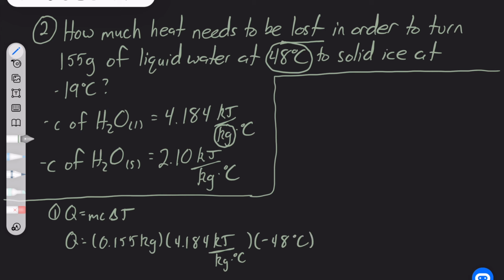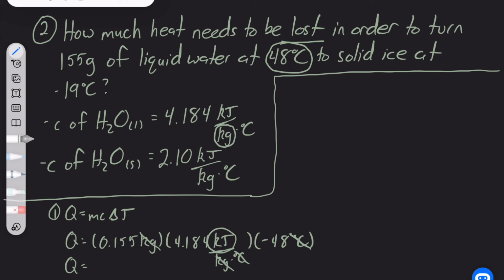Okay, and again, quick talk about our units. Kilograms is canceled out. Degrees Celsius is also canceled out. So what we're left with as our Q value for step 1 is going to be kilojoules. So let's go ahead and calculate that. We have 0.155 multiplied by 4.184, and that is multiplied by negative 48.